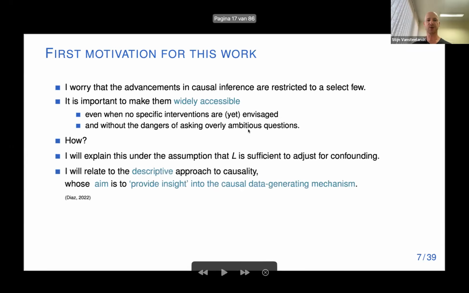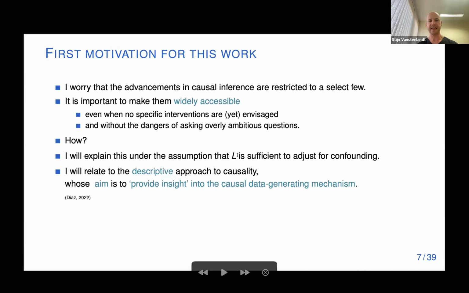How will I do that? Well, in the talk, I'll focus on the simple case and the assumption that a collection of variables L suffices to adjust for confounding of the effect of exposure A on outcome Y. At the moment, we're working on relaxing that assumption, or working on different assumptions, but this is the assumption I'll focus on during the talk.